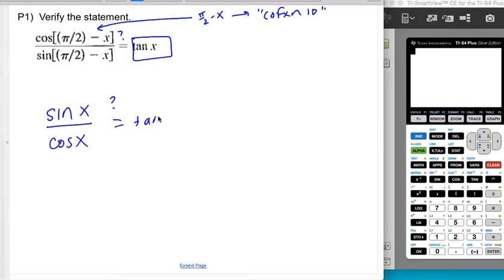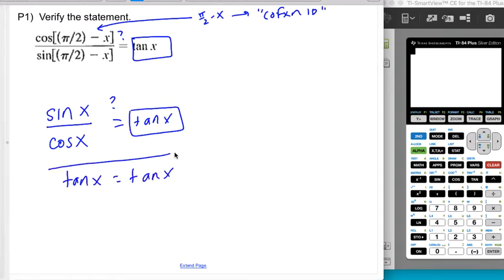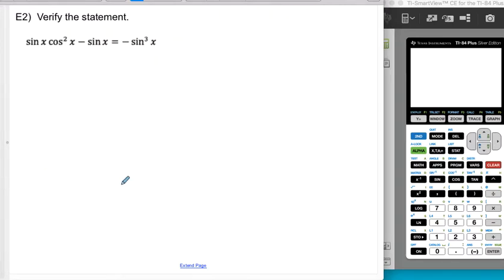And I'm trying to show it's equal to tangent. Well, sure enough, one of those quotient identities tells me that sine over cosine is the same as tangent. And there we go, right? My job is done when both sides are exactly the same.